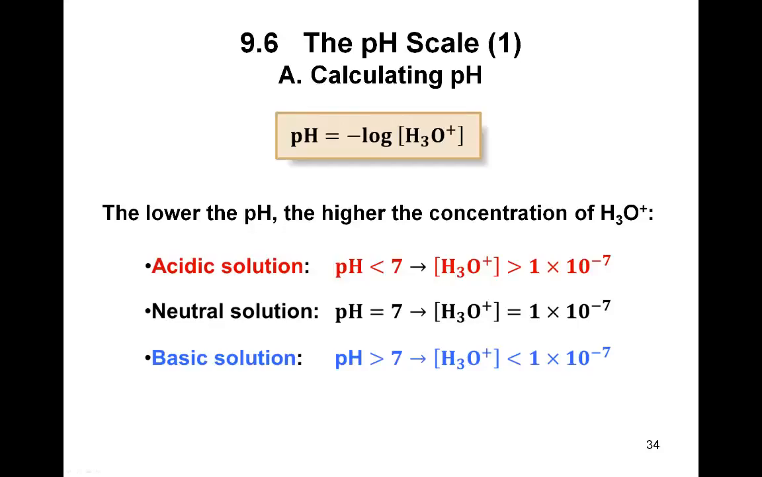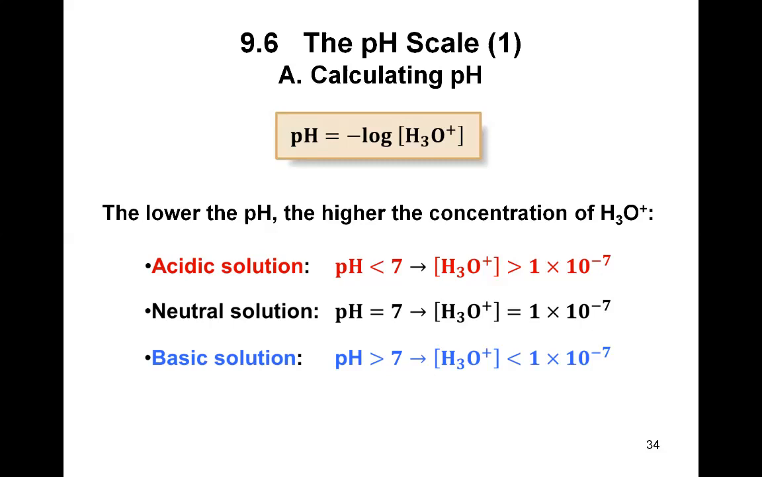This video is on Chapter 9, Section 9.6, the pH scale. So the pH is a value, a simple 1 to 2 digit number with decimals that allows you to classify solutions as acidic, neutral, or basic without having to look at the molarity of the hydronium ion, the H3O+ ion. It's an easier way to look at the acidity or basicity of a solution.